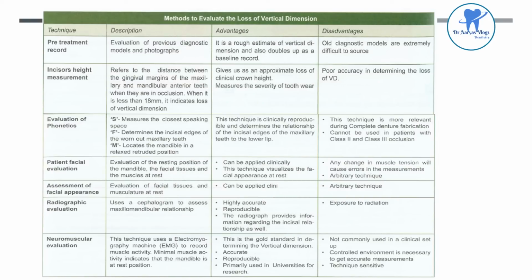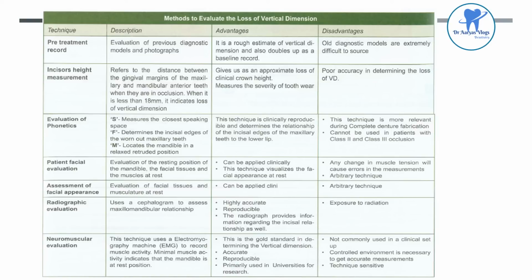Summarizing the various methods to evaluate the loss of vertical dimension: pre-treatment records, that is, evaluation of previous diagnostic models and photographs. What are the advantages? It is a rough estimate of vertical dimension and it also doubles up as a baseline record. The disadvantage is that old diagnostic models are extremely difficult to source.